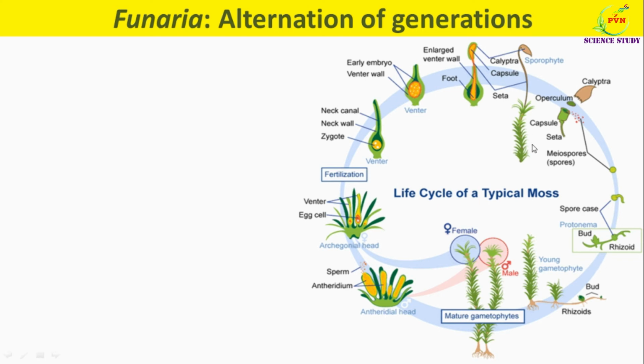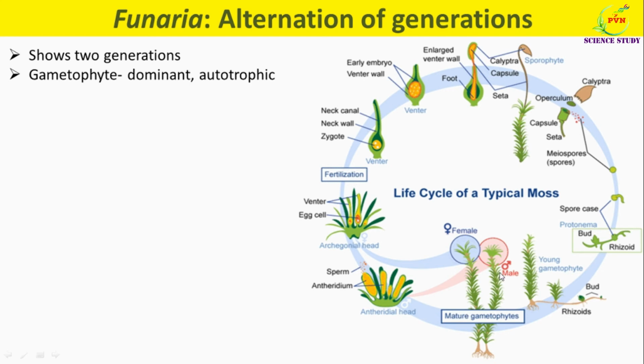So this is the diagrammatic representation of life cycle of Funaria. The life cycle of Funaria shows two distinct generations: the haploid gametophytic generation and diploid sporophytic generation. The gametophyte of Funaria is dominant, independent, autotrophic and haploid generation. This is sexual generation and produces sex organs such as male sex organ Antheridium and female sex organ Archegonium on different branches.